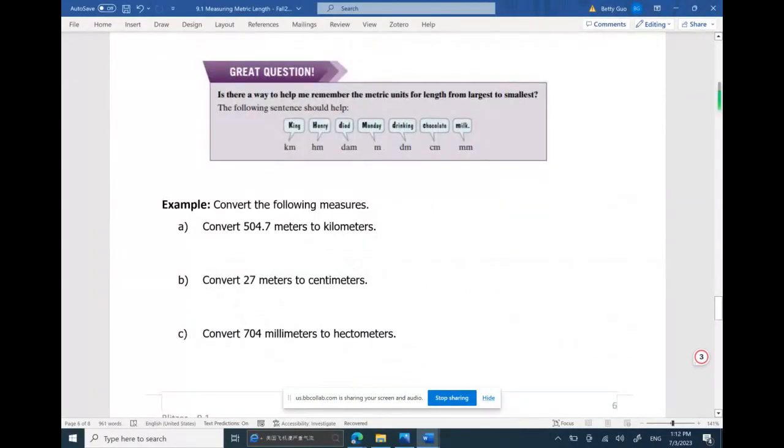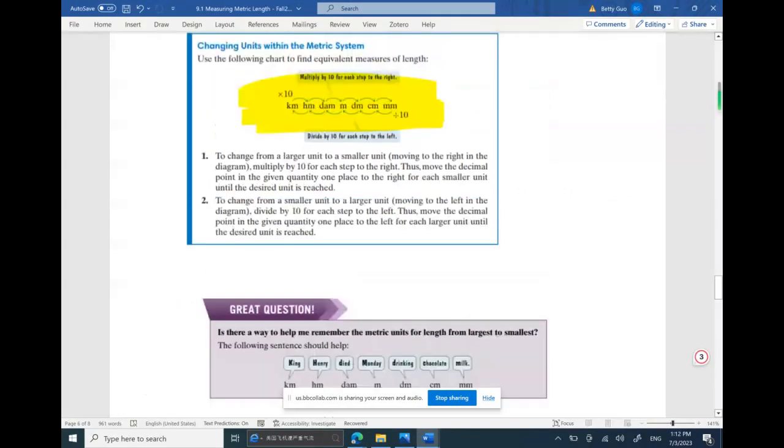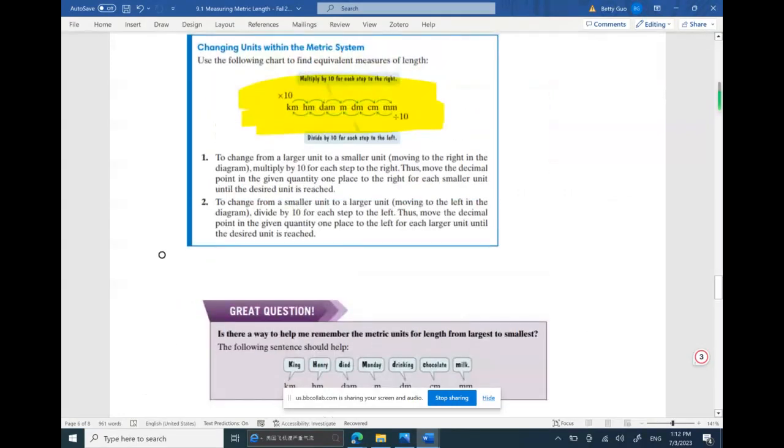King Henry died Monday drinking chocolate milk. Whatever method you apply, you want to remember this graph, because on test 2 a couple of questions need you to use it.